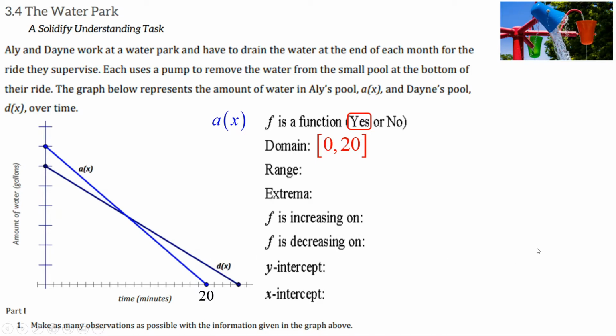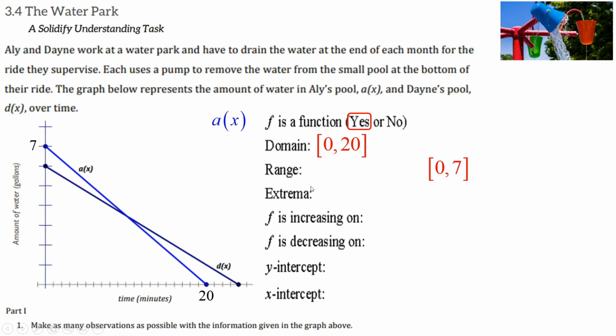Now the range, well, the minimum y value would be 0, and that's the y coordinate at this point right here. And we go all the way up to, again, 1, 2, 3, 4, 5, 6, 7. So it looks like the range is all y in the closed interval. So again, bracket, bracket, from my lower y bound of 0 to my upper y bound of 7.